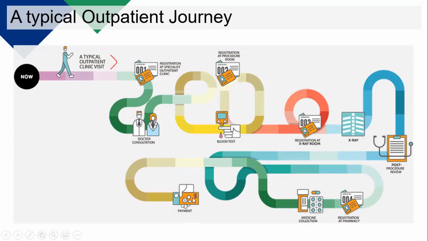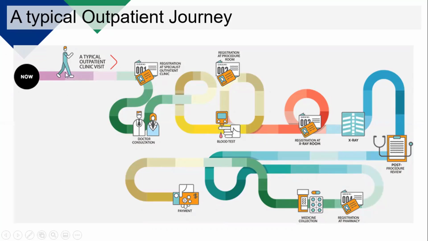When we talk about payment, we can have an RCM product. You are looking at 1, 2, 3, 4, 5, 6 different systems for a typical outpatient journey. Now, if the journey has to be so smooth for a patient, there is a need for all of these systems to talk with each other.